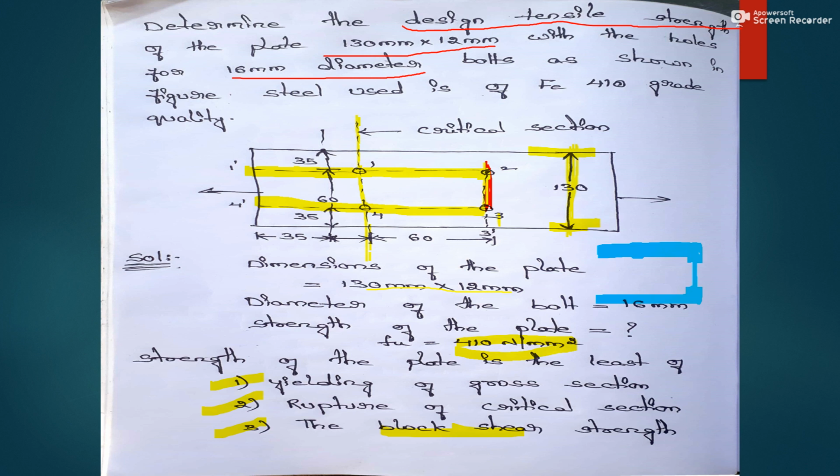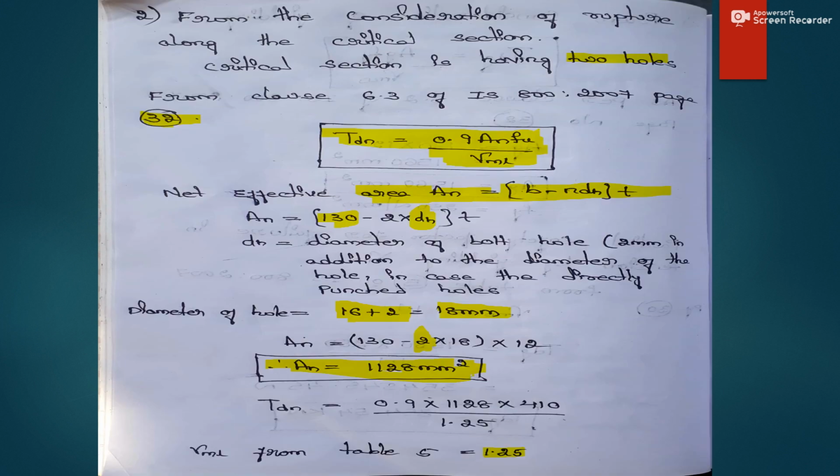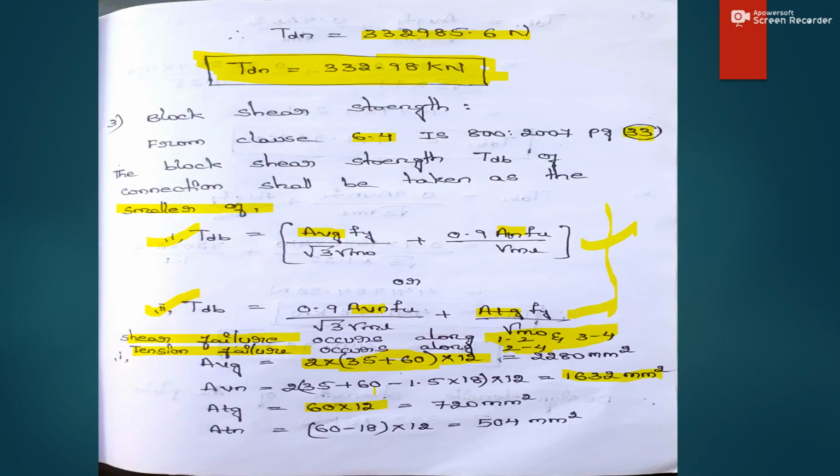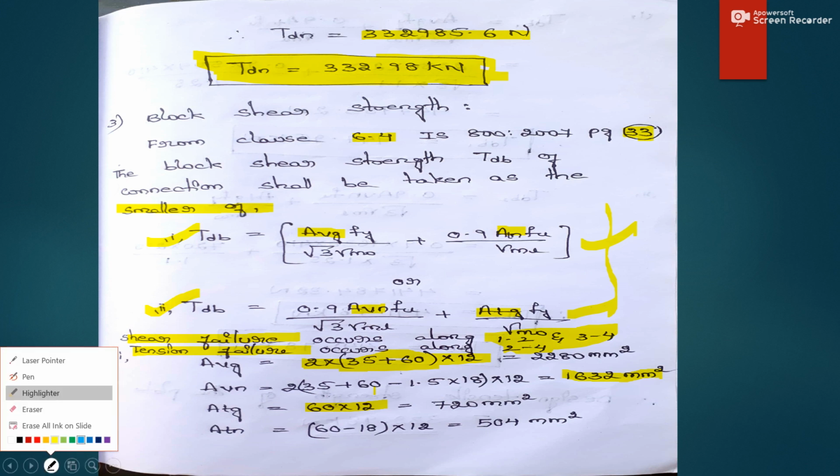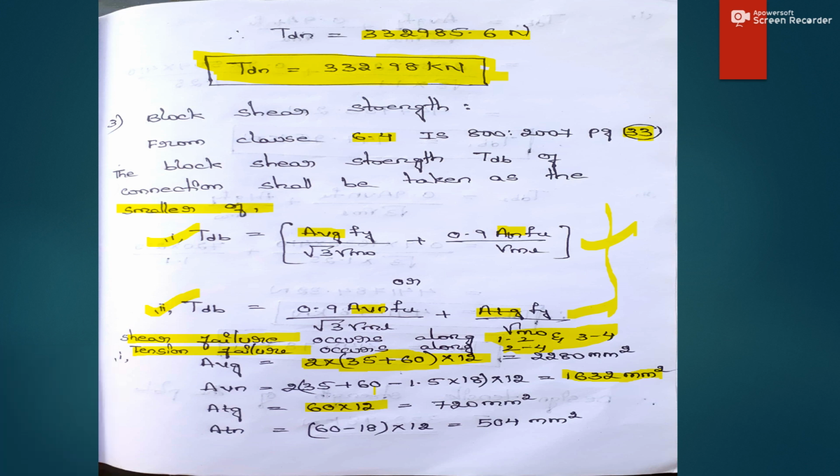So that it will be 1. So 60 minus how much is the thickness of the hole? Thickness of the hole is 18. So that is, diameter of the hole is 18, right? Half at top, that is 9. Half at bottom, that is 9. So 9 plus 9, 18. So 60 minus 18 into thickness will give the ATN. So it is 504 mm square.